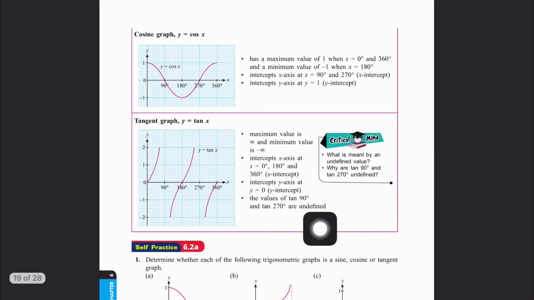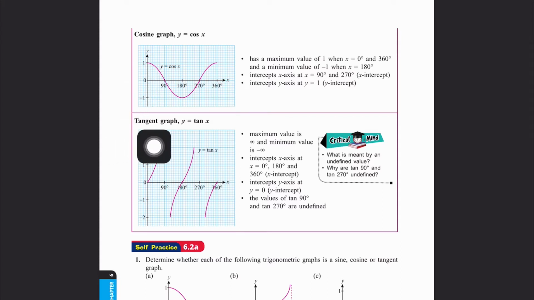Next, the cosine graph, y equals cos x. This is the shape of the cos graph. It has a maximum value of 1 when x equals 0 and 360. Atau maximum value of 1 when x equals 0 and x equals 360. And a minimum value of negative 1 when x equals 180 over here. It intercepts the x-axis at x equals 90 and 270, these two parts, and intercepts the y-axis at y equals 1. So we call this the y-intercept over here.